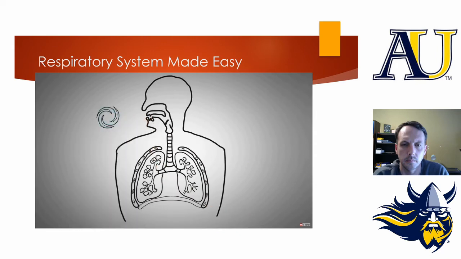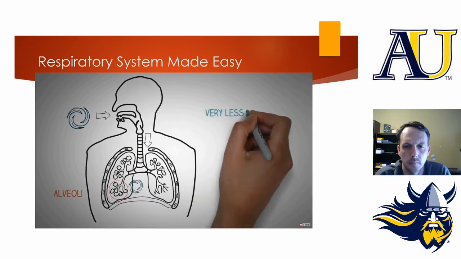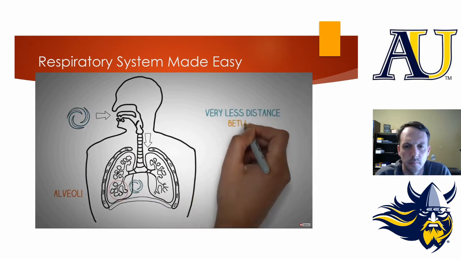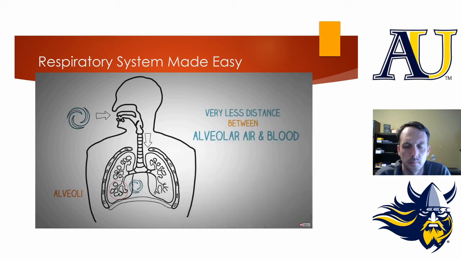Now let's try to understand how the actual gas transport happens inside a single alveolus. So the air that we inhale passes through our respiratory tract deep into our body into a bunch of structures called alveoli. This is important to create a very small distance between the alveolar air and the blood.